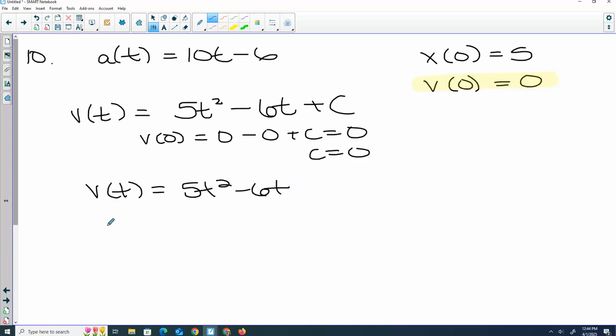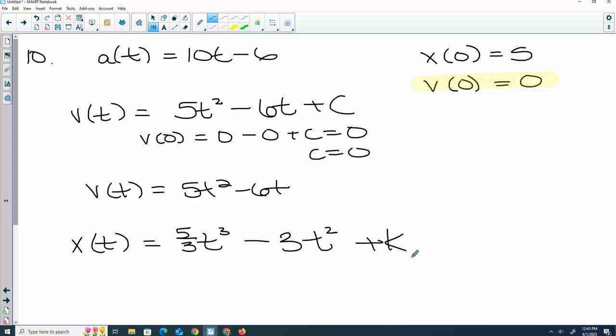I want position. So if we do the antiderivative of velocity, we get position. So add 1 to the power, that's cubed. So multiply by a third, so 5 thirds. Add 1 to the power, that's squared, so 6 times a half is 3. Plus a new constant. I'm going to pick a different letter, just to eliminate confusion.